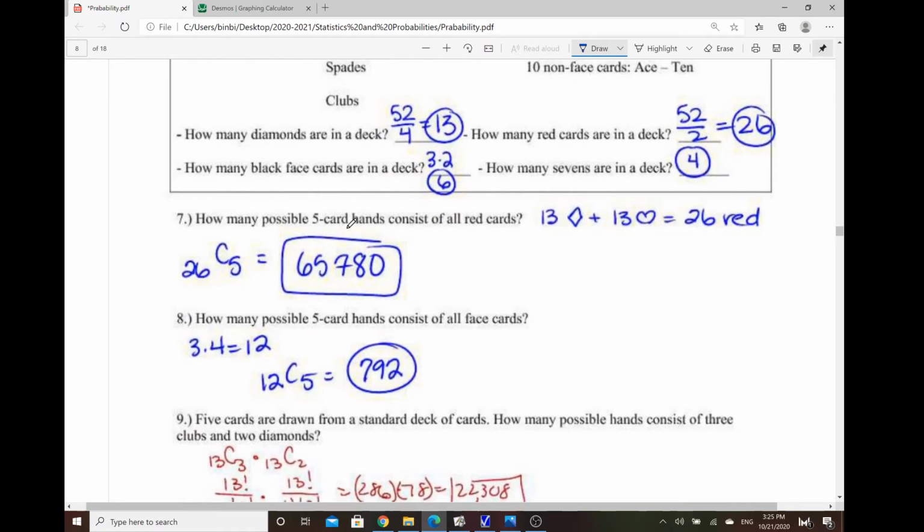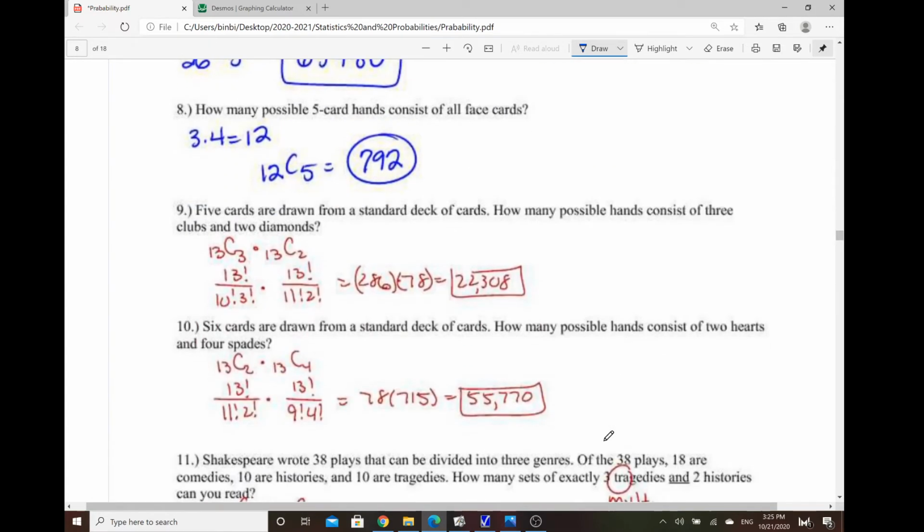So how many possible 5-card hands consist of all red cards? So 26 red cards, choose 5. That would be 65,780. And how many possible 5-card hands consist of all face cards? So the total face cards is 12. And then 12 choose 5, so 792.